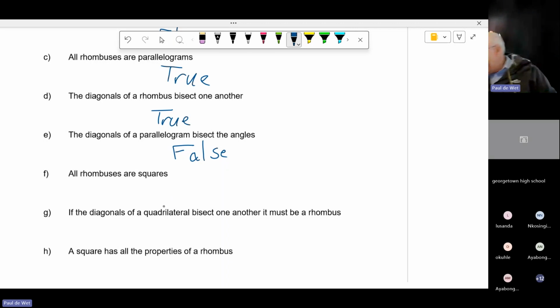All rhombuses are squares. Guys, is this a square? This is not a square. Okay. All squares are rhombuses, but not all rhombuses are squares. Okay. So this is false.